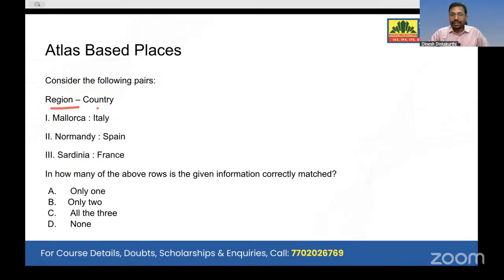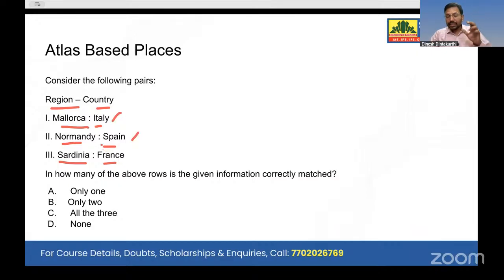Look at here, region and country. This was a 2025 question. Mallorca, Italy; Normandy, Spain; and Sardinia, France. These are certain places in Europe where various prime ministers are, where one of the volcanoes has erupted, and where one of the treaties for environment was made.